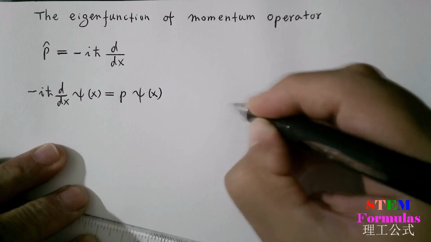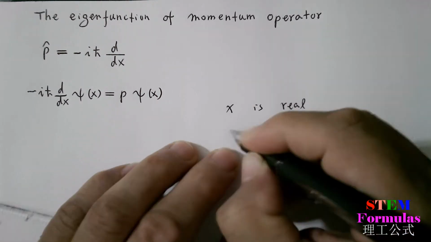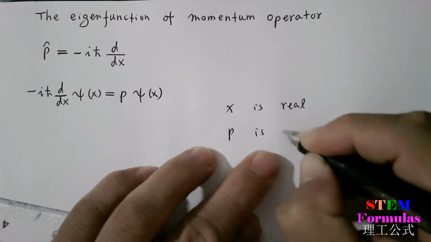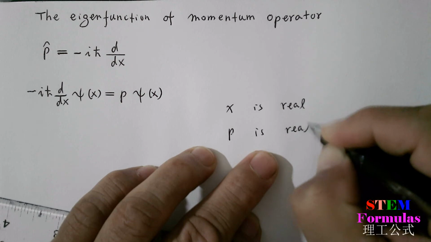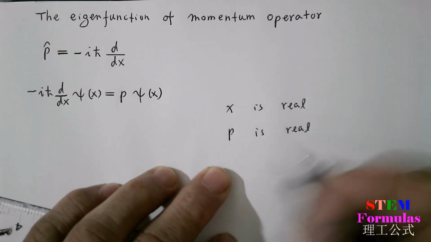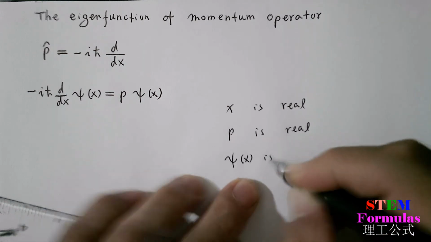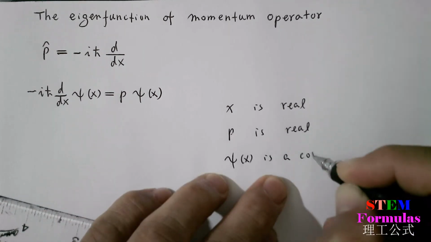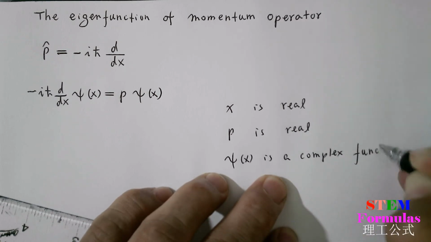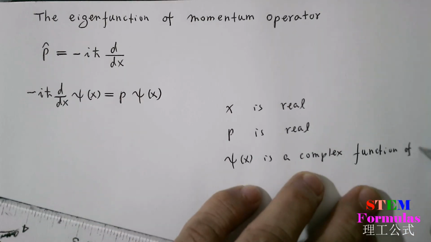Now x is real and p is also real. We require that p is real, and psi of x is a complex function of x.